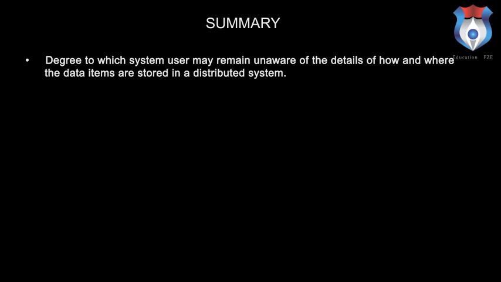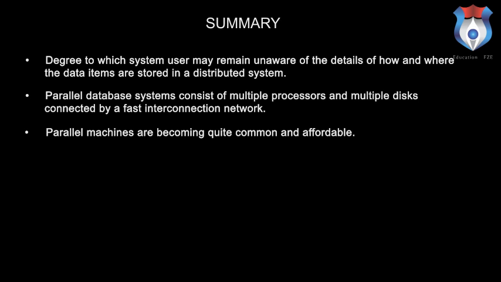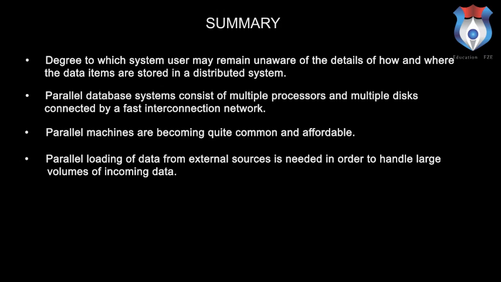Transparency is the degree to which a system user may remain unaware of the details of how and where the data items are stored in a distributed system. Parallel database systems consist of multiple processors and multiple disks connected by a fast interconnection network. Parallel machines are becoming quite common and affordable. Parallel loading of data from external sources is needed in order to handle large volumes of incoming data.